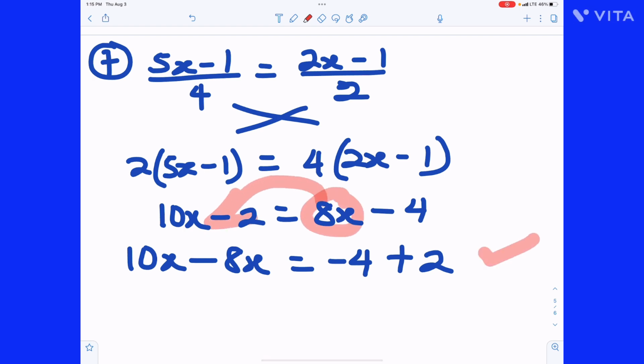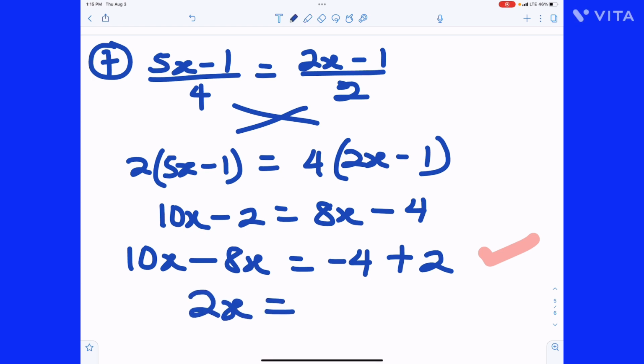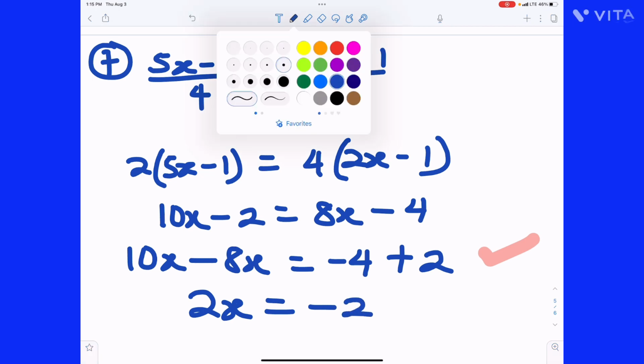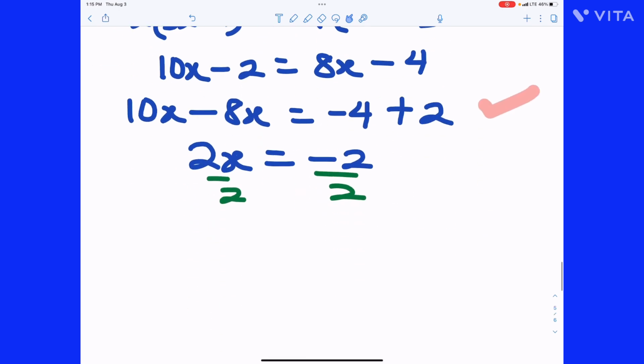I'll bring it to the left. It will become what? Minus 8x. Also, this is what? Minus 2. If I take minus 2 to the right, I just want to put numbers together with numbers and algebraic terms together with algebraic terms. I want to put constants on the right and algebraic terms on the left. So minus 2 will change to what? Plus 2 on the right. So this is 2x is equal to minus 2. If I divide both sides by 2, that gives me what? X is equal to minus 1.